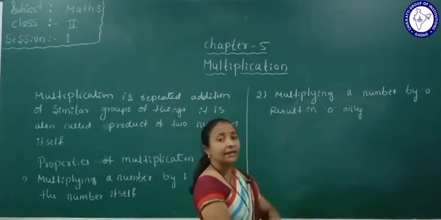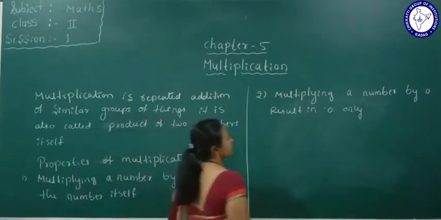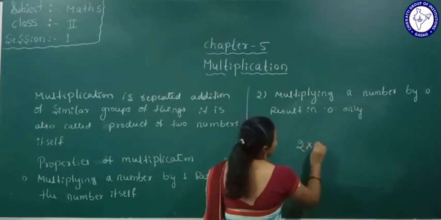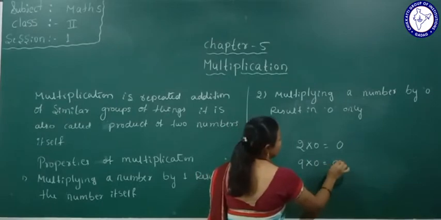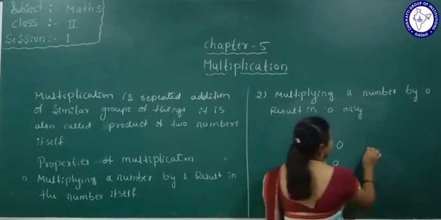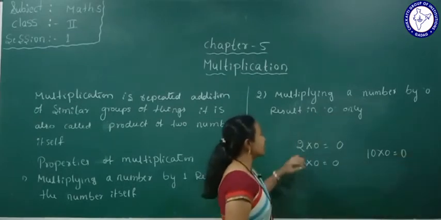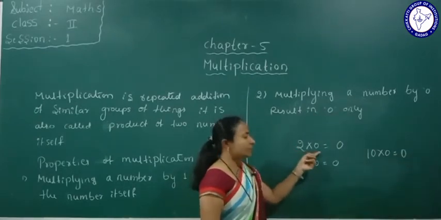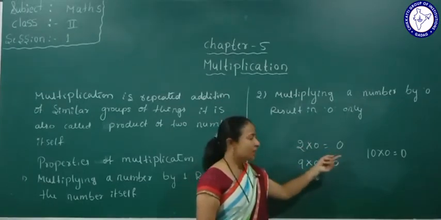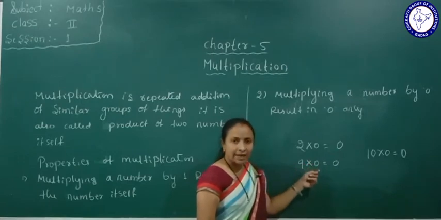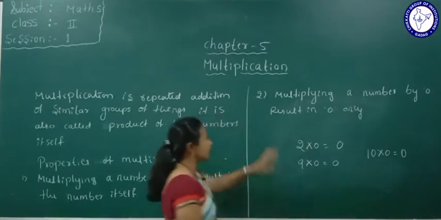by 0, what do we get? We get the answer 0 only. Here see, 2 into 0 is equal to 0. Yes, 9 into 0 is equal to 0. Okay, 10 into 0 is equal to 0. So here see, any number multiplied by 0, we get the answer 0 only. Understood now this one? Any number multiplied by 0, we get 0 only. Understood? So this is the second property.